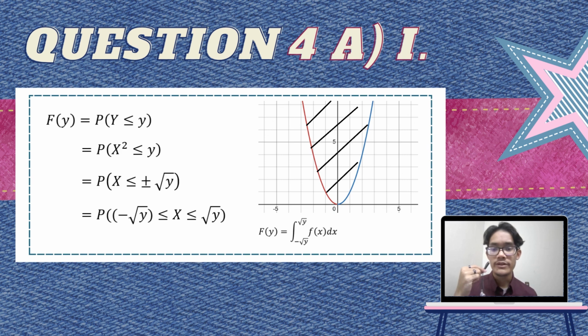The graph on the right is the graph of y equal to x squared, where the blue line represents x equal to square root of y and the red line represents x equal to negative square root of y. The shaded area represents the cumulative distribution function. By observing the graph of y equal to x to the power of 2, we can determine the upper limit, which is square root of y, and the lower limit, which is negative square root of y.